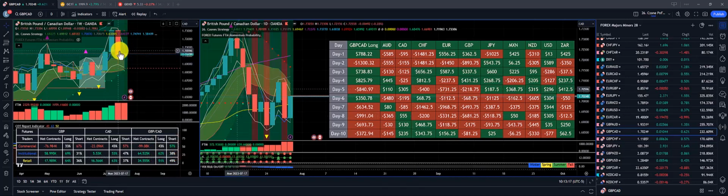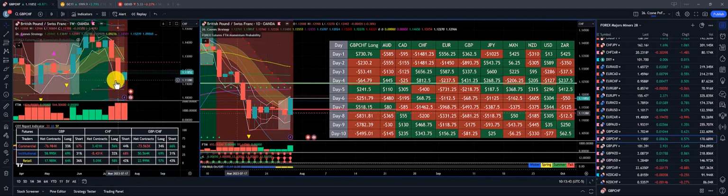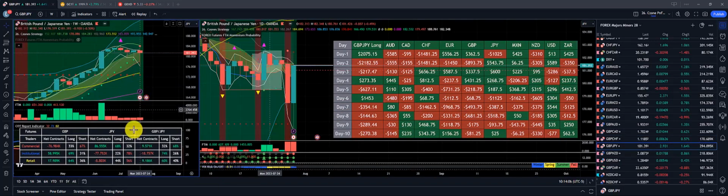However, last week we had a big red FTM candle to the downside. Overall loss of $211, and we have further price action to the downside, still above the dragon on the weekly though. British pound Swiss franc below the dragon, red FTM, crowded out on the long side. Overall loss of $623.28.